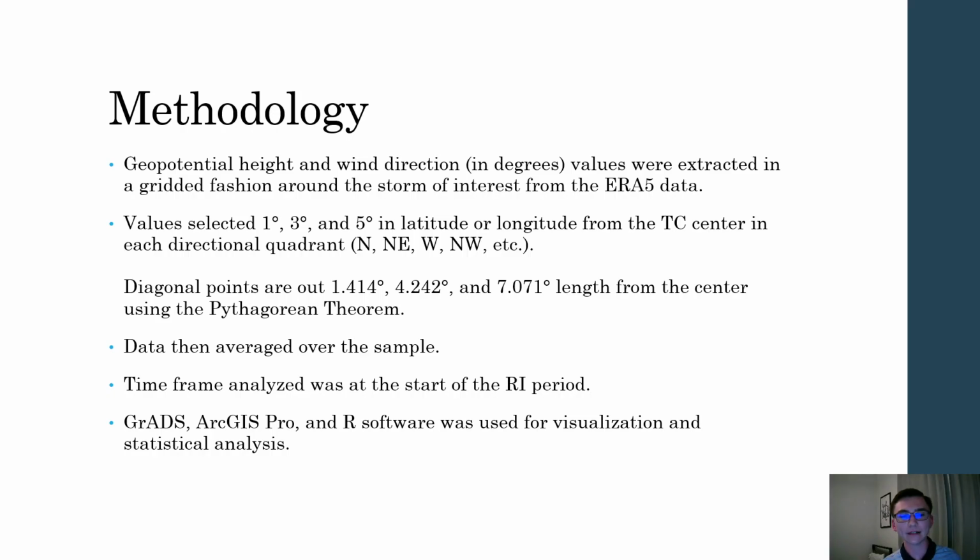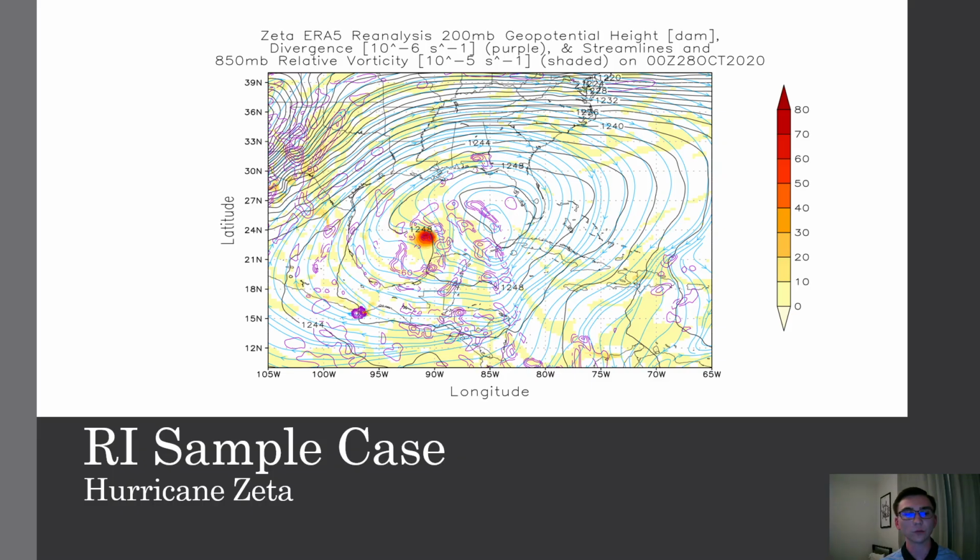Then the data was averaged over the sample, and the time frames analyzed were at the start of the RI period for each case. This data was visualized and analyzed within GrADS, ArcGIS Pro, and R software as well. So a couple examples of cases. Here is Hurricane Zeta in 2020.